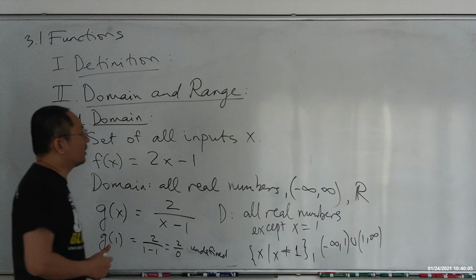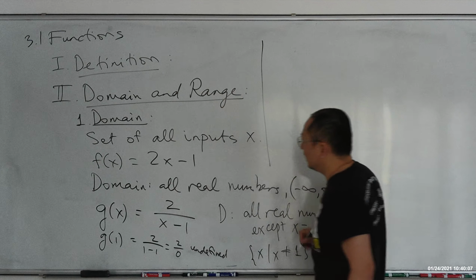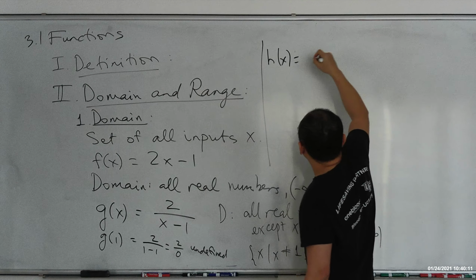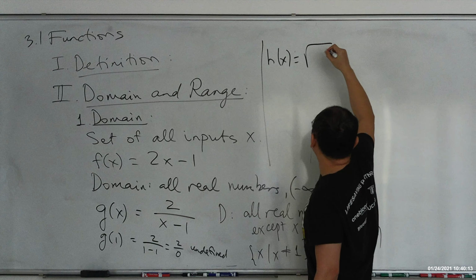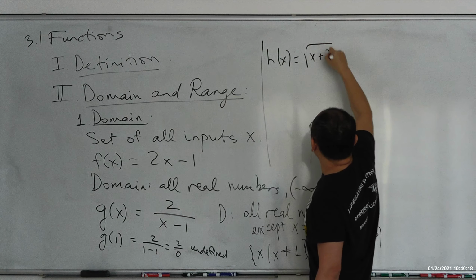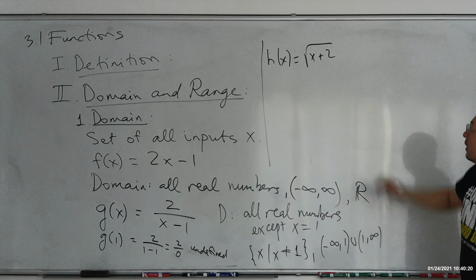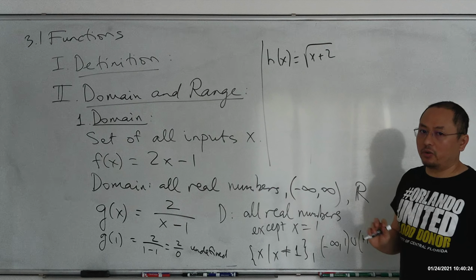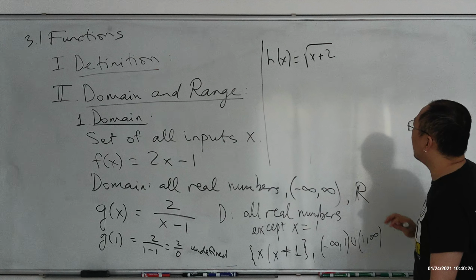Okay? How about another example? How about h of x equal to the square root of x plus 2? What are we seeing in here? A radical notation, all right? Square root. And we're talking about real numbers in college algebra.